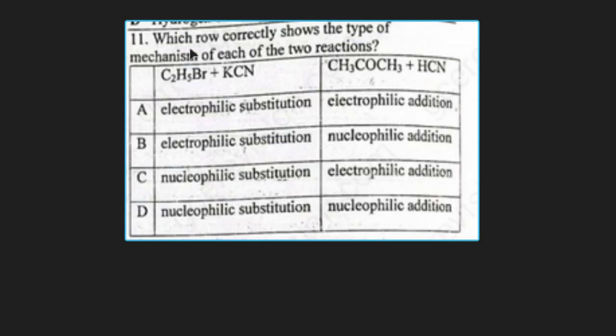Question number 11. Which row correctly shows the type of mechanism of each of the 2 reactions? We have bromoethane reacting with potassium cyanide, and we have propanone reacting with hydrogen cyanide. So let's write down the 2 equations.